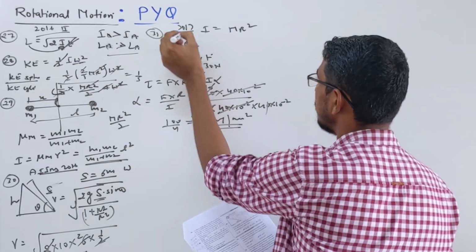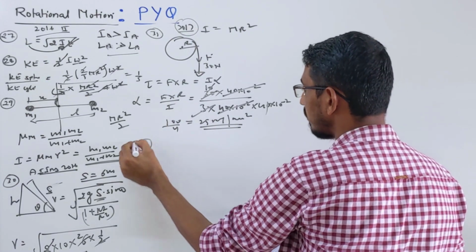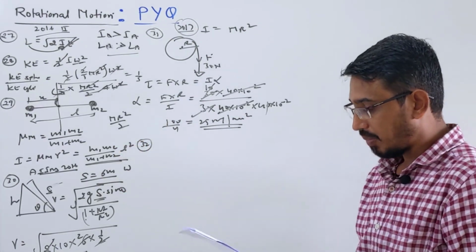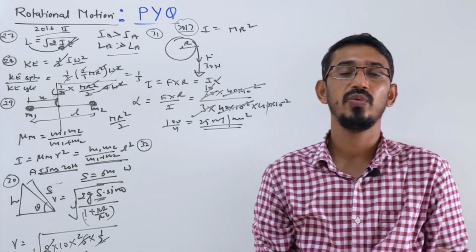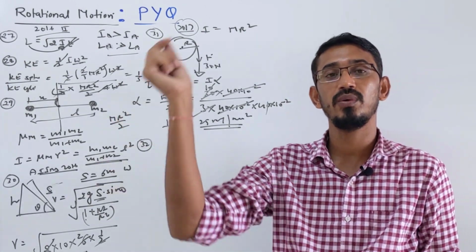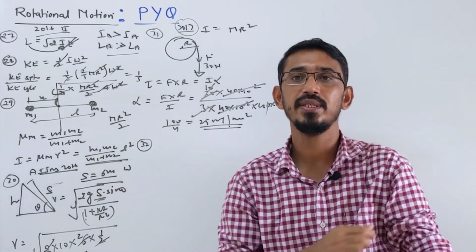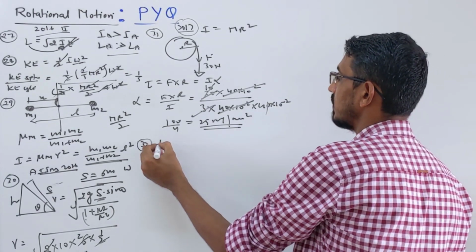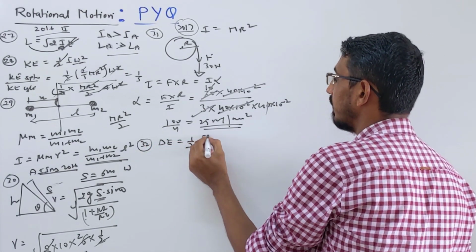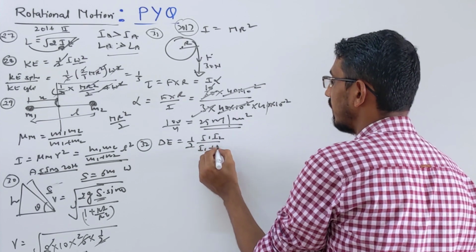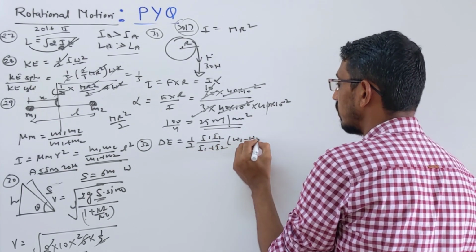Then the next question from 2017 again, problem 32. This is the problem that I told you about, energy loss. When one disk is rotating and you put another disk over it, the loss of energy happens. So that formula, energy loss, is given by half I1 I2 upon I1 plus I2 into omega 1 minus omega 2 square.